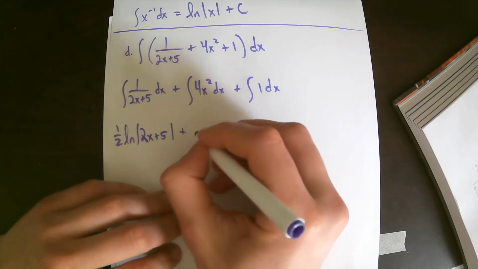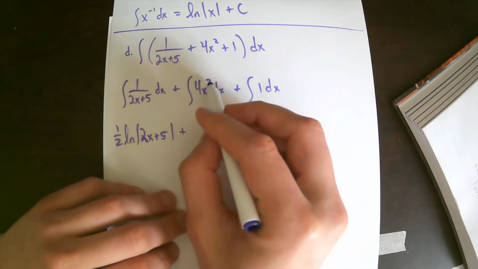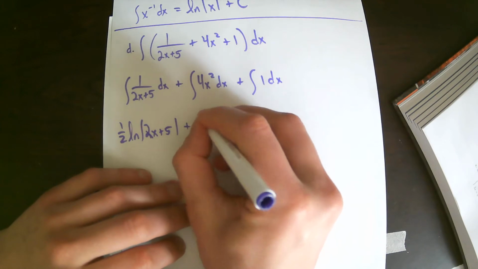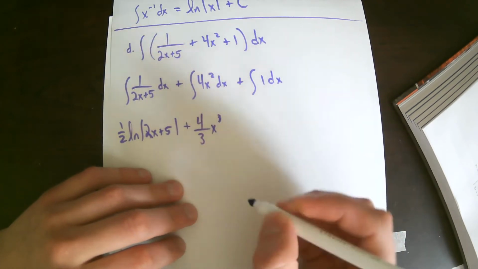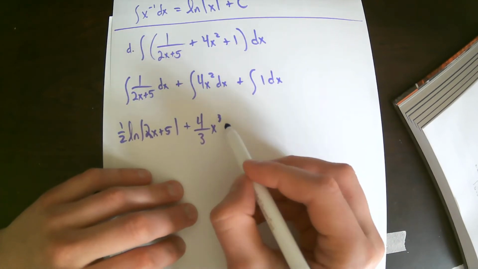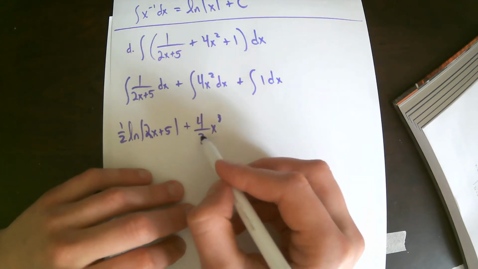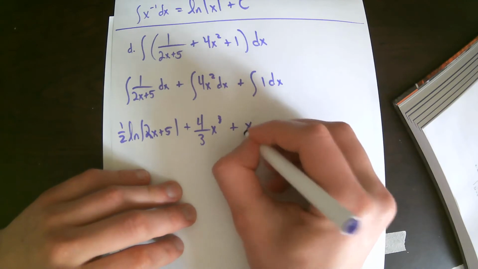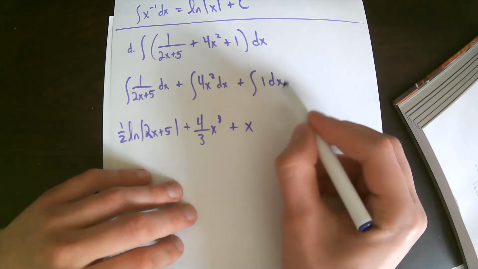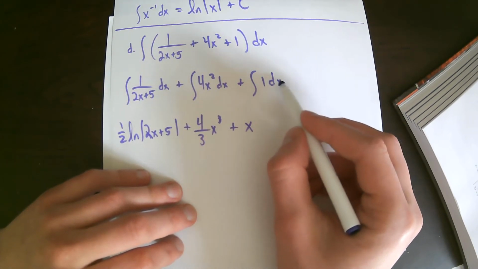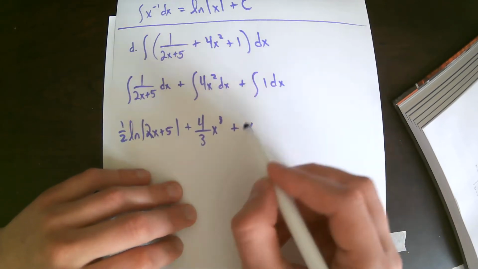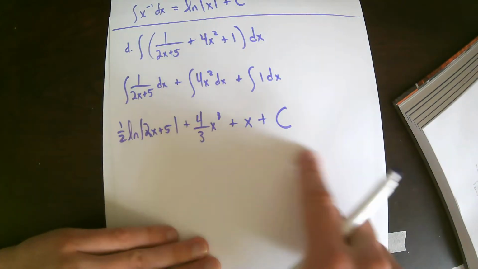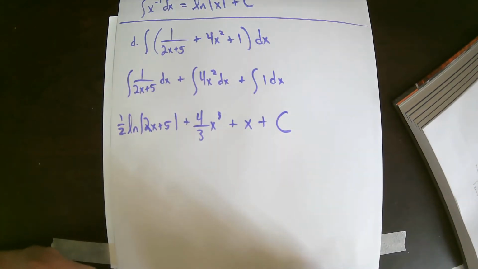This will give me, let's see, add 1 to the exponent, so it'll be x cubed, and then divide by that exponent. So 4 over 3 x cubed. See, there's the increasing the power by 1 and dividing by that exponent. Then plus integral of 1 is just going to be x, or whatever the variable of integration is. If it's dx here, then integral of 1 is just x. And then plus our constant of integration at the back of all of this. There we go. Okay.